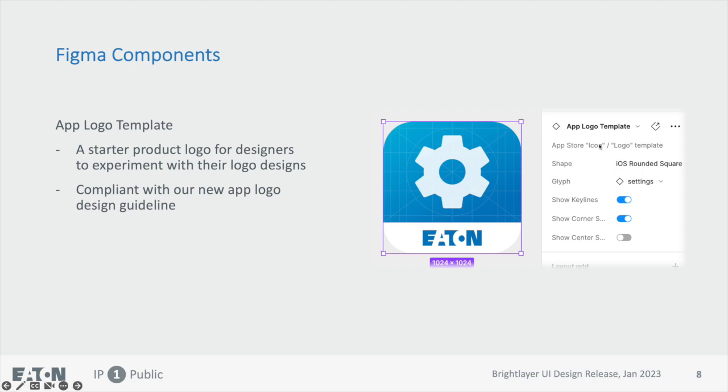So as you can see on the right here, you have the shape where you can change from, say, iOS to Android to Amazon Alexa to a lot of other things. And then there's a glyph, which is the icon here in the center. You can also choose to toggle on and off the key lines, as well as the corner gradient and the center gradient. And when you're finished with your design, you can simply export using Figma's export function. And there you have it.